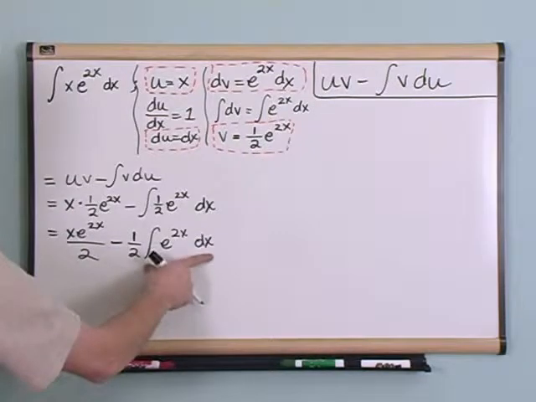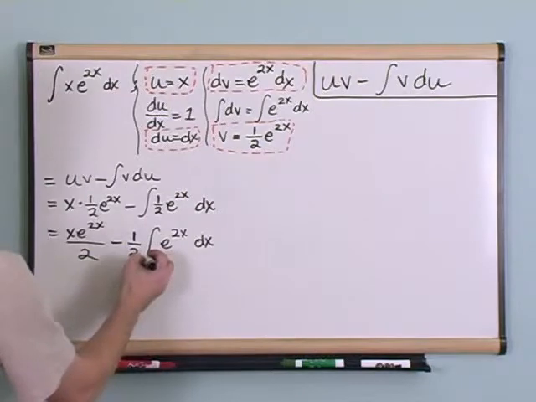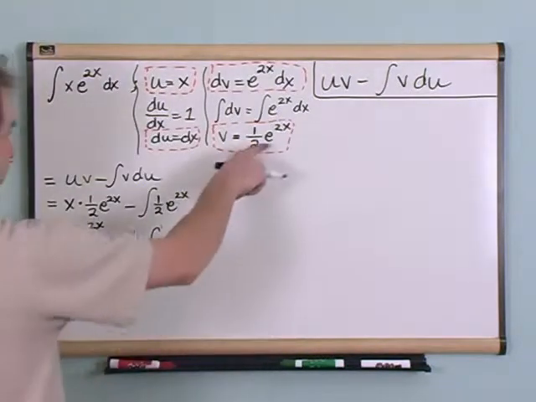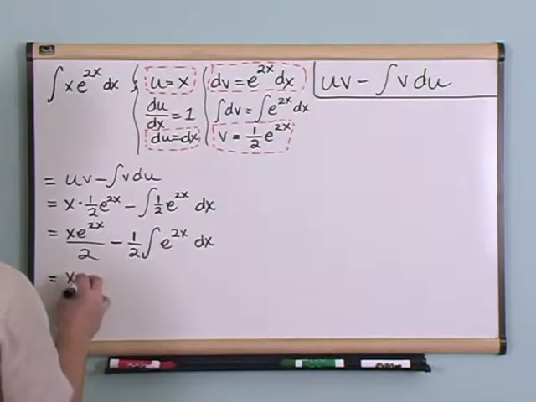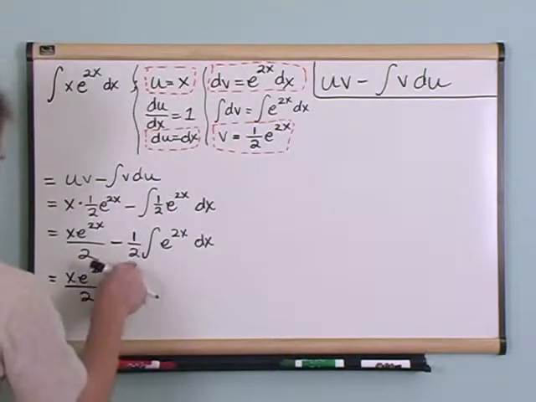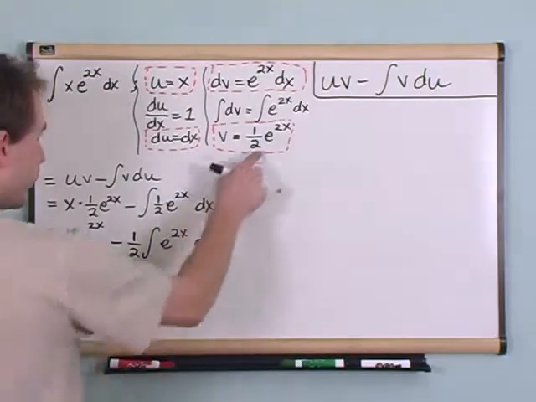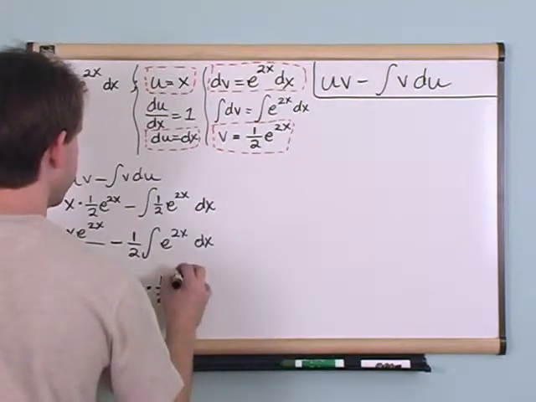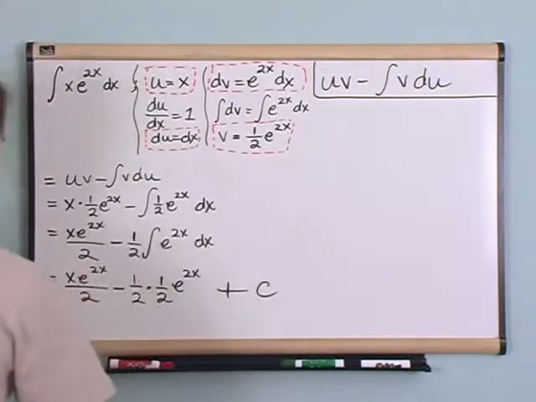Now look, this integral, e to the 2x dx, it's the same integral that you did here. It's the same integral that I told you that you already know how to do because we've done the exact same integral in a previous section of the class. The answer we already wrote down here. So we can finish this problem right now. x e to the 2x over 2 minus 1/2. This is the 1/2 that was written in front. Now we've got to figure out what this integral is. The answer to this integral, we've already calculated it. It's 1/2 e to the 2x. Don't forget, anytime you do integration, you've got to add that constant.